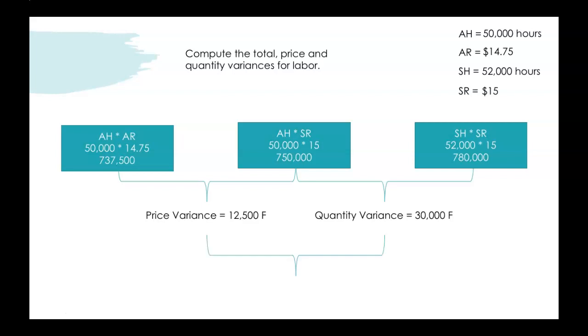Now we can use both of those to find our total variance. Since they are both favorable, we will add them together to get 42,500 favorable. If one was favorable and one was unfavorable, we would subtract them and keep the sign, keep the favorable or unfavorable of whichever one was larger.